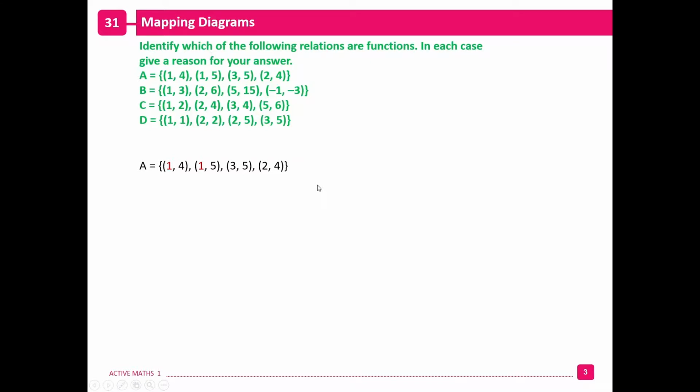So the relation A is not a function. We're asked to give a reason for your answer, and using the official keyword definition would be suitable: that every input has to have a unique output. And this input is not having a unique output. It has 2, 4 and 5.